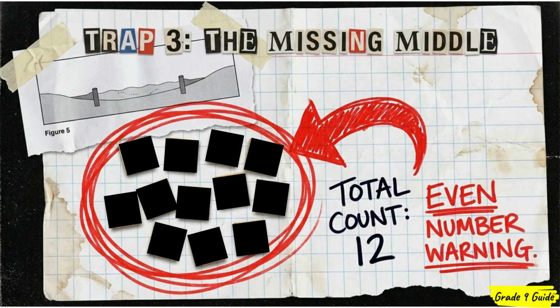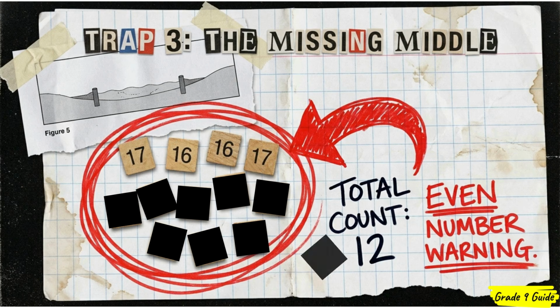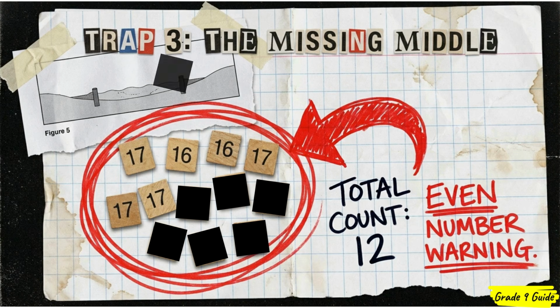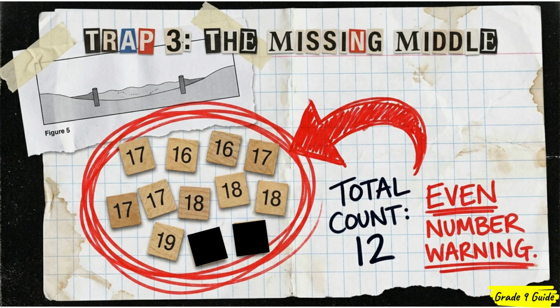This is Figure 5 from the June 2022 paper, a beach width survey taken between two groins. Students were asked to calculate the median beach width. Read the measurements left to right across the diagram, and here is the complete dataset: 17, 16, 16, 17, 17, 17, 18, 18, 18, 19, 19, 20.